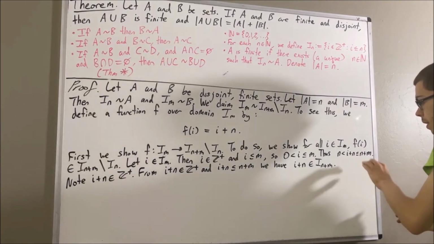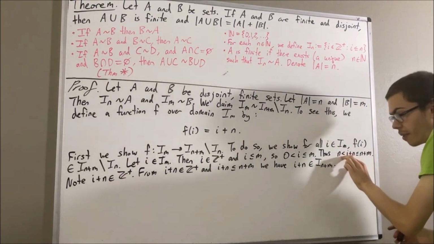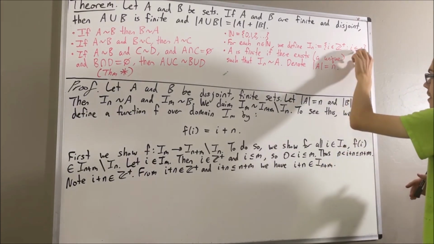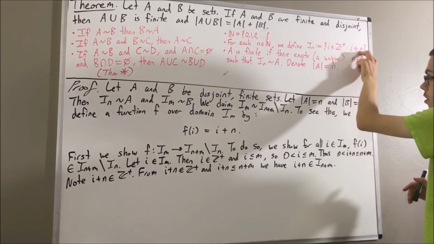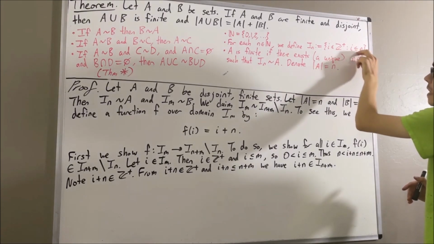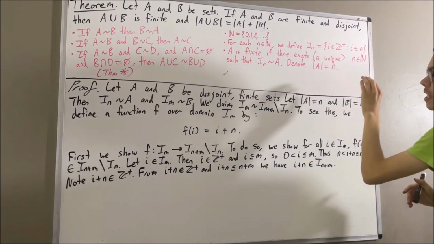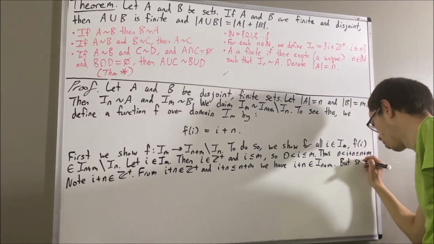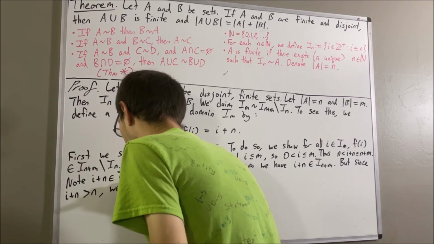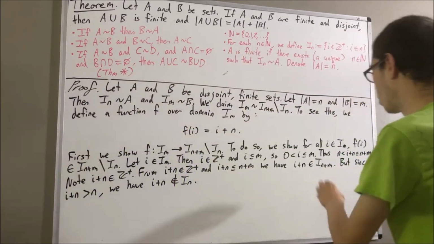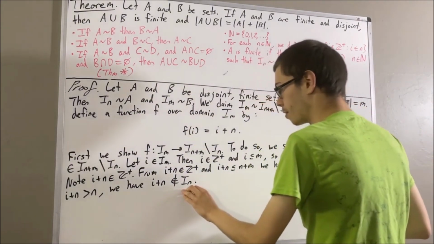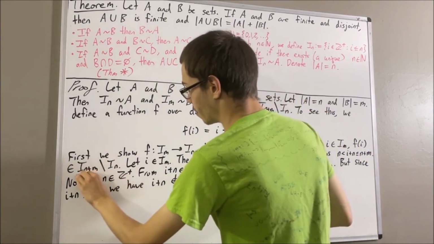Now, because I plus n is greater than n, this means it is not the case that I plus n is less than or equal to n. So, I plus n does not satisfy this condition, which means I plus n is not an element of In. So, I plus n is an element of In plus n, but not an element of In. So, I plus n is an element of this set.